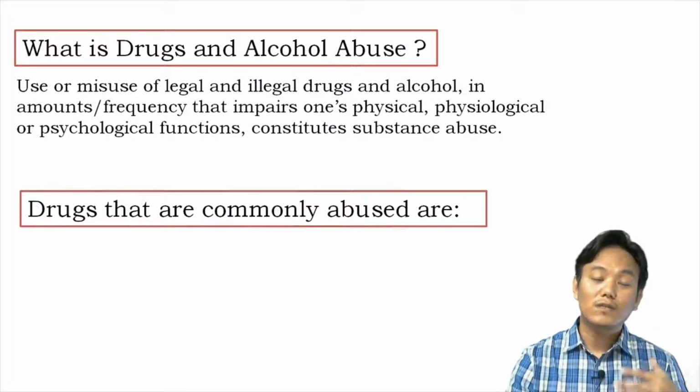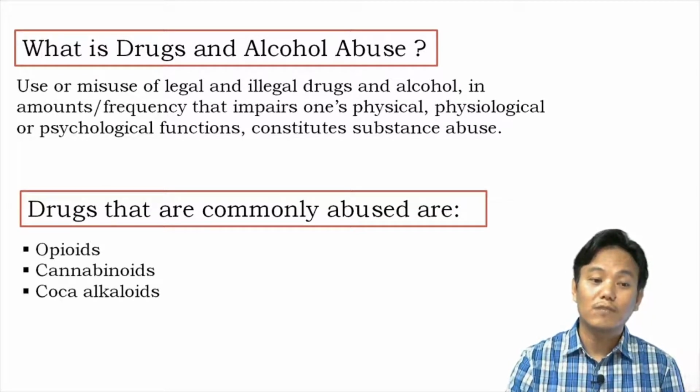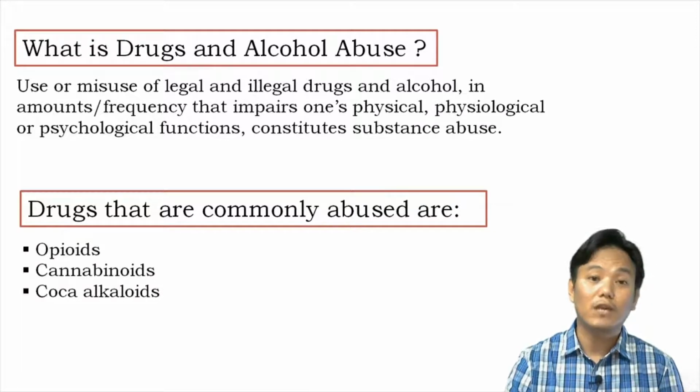Now, what are some of the drugs that are commonly abused by people? There are three groups of drugs. They are opioids, cannabinoids, and coca alkaloids, which are commonly abused by people. We will be discussing them one by one.